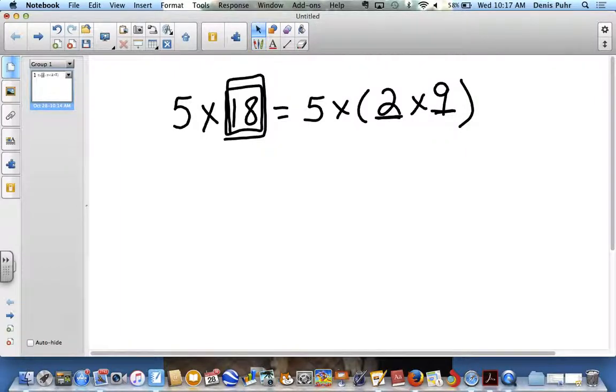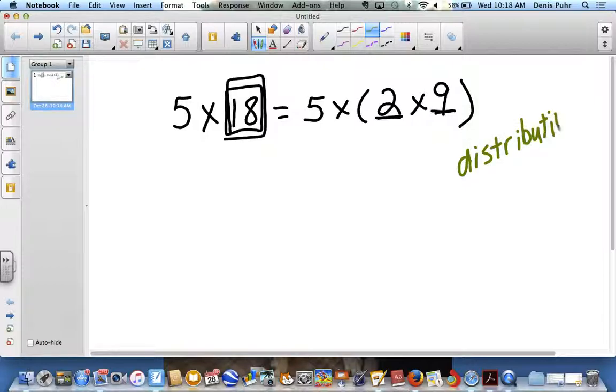Now we're going to do what's called the distributive property. You think about if we asked you to distribute something in class, we're asking you to pass it out. So what you do is the 5 goes to visit the 2. Okay. So on your paper, you would write 5 times 2.